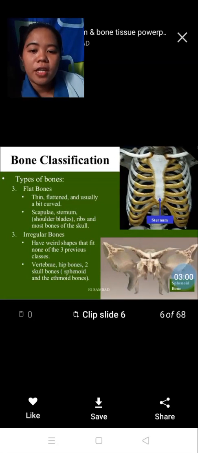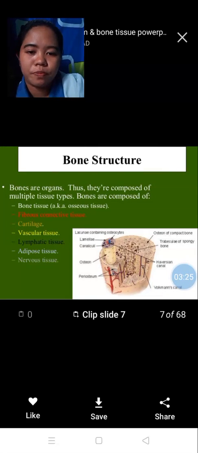Flat bones are thin, flattened, and usually a bit curved: the scapulae or shoulder blades, the sternum, ribs, and most bones of our skull. Next are the irregular bones. Irregular bones have weird shapes that fit none of the 3 previous classes: vertebrae, hip bones, some skull bones, and the ethmoid bone.